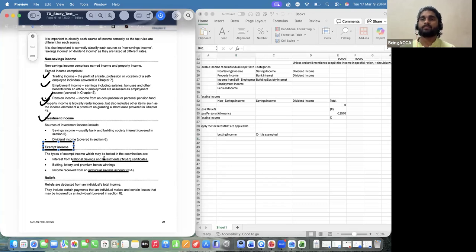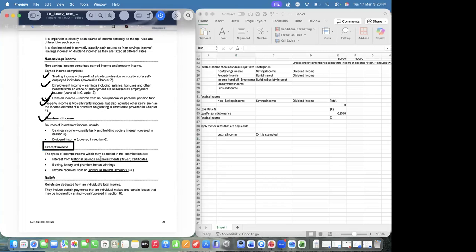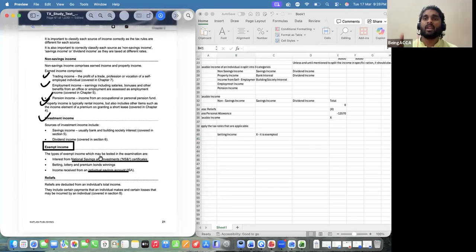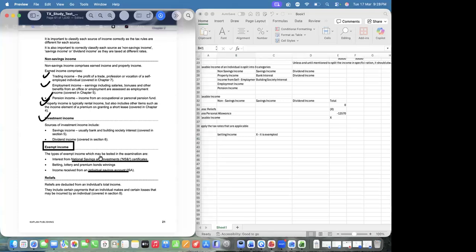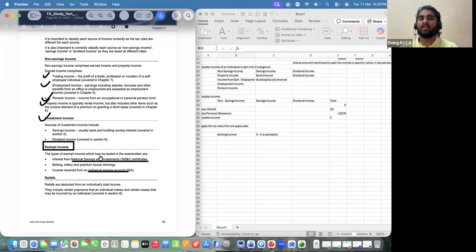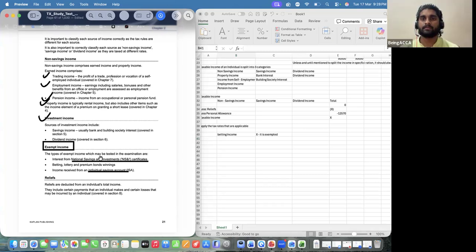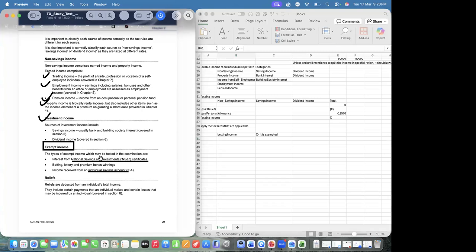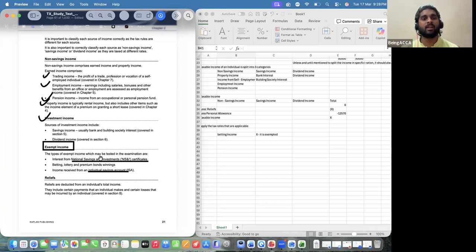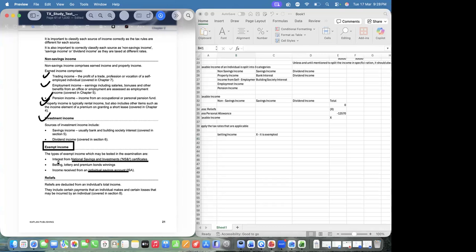All right. Yes, sir. Okay. So what are exempt incomes now? One is, can you tell me, Mohit? Individual savings accounts. Correct. Income received from individual savings account. Correct. Income from NSI certificates. Correct. Absolutely. Betting, lottery and premium bond winnings. Premium bond winnings is not a very majorly tested thing, but yeah, it is also an exempted income. Okay. Yes, sir. Clear on this?